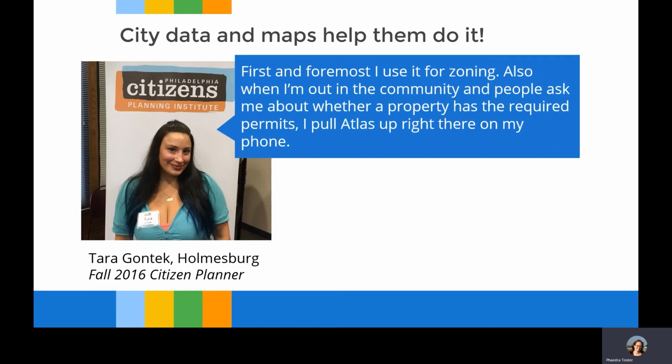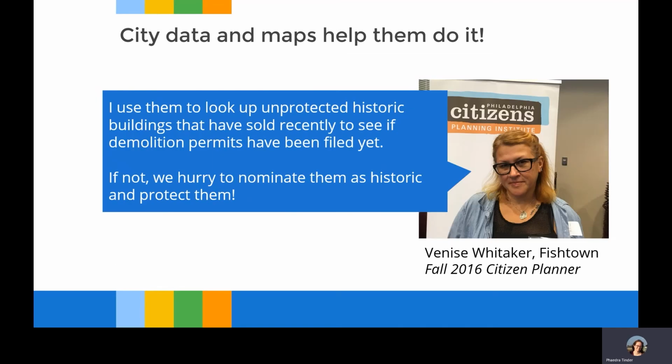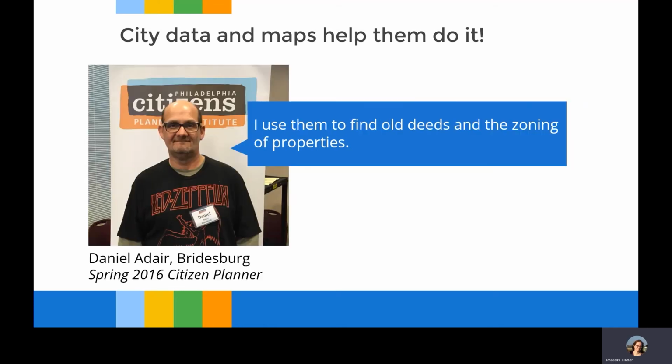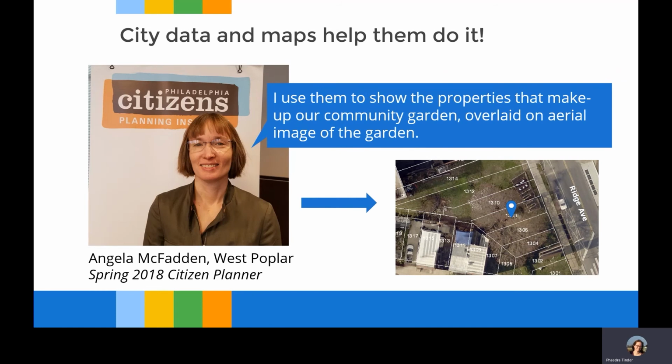Tara Gontek from Holmesburg said that she uses it also for zoning. She can pull up the information right on her phone about whether a property has the right permits. Venice Whitaker in Fishtown says that she uses them to look up whether properties have received historic protection, and to be able to nominate them to the Historic Commission. Daniel Adair in Bridesburg says he uses them to look up old deeds and zoning on properties. And Angela McFadden in West Poplar uses them to look at the properties with the community garden over the aerial imagery.